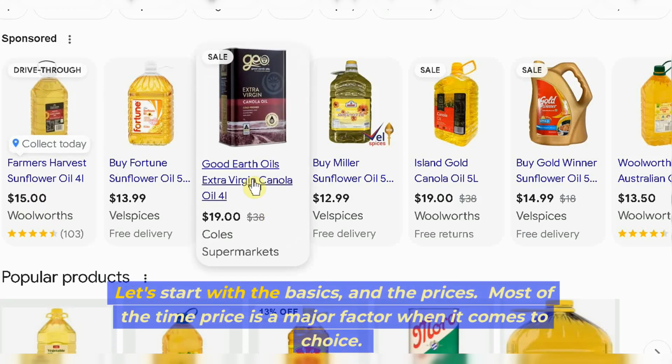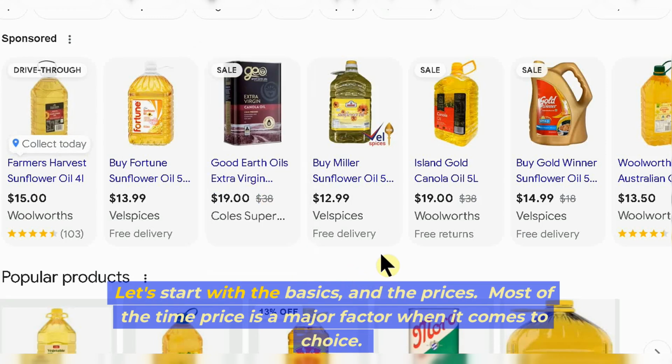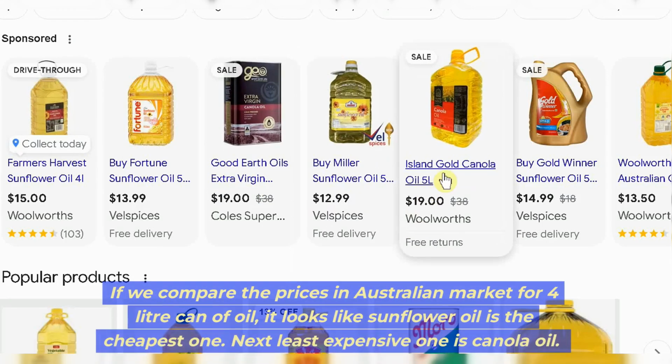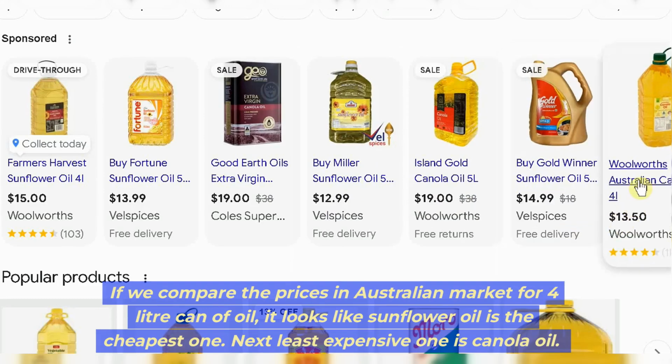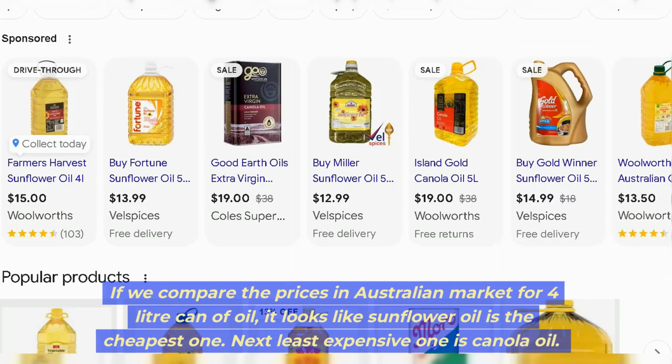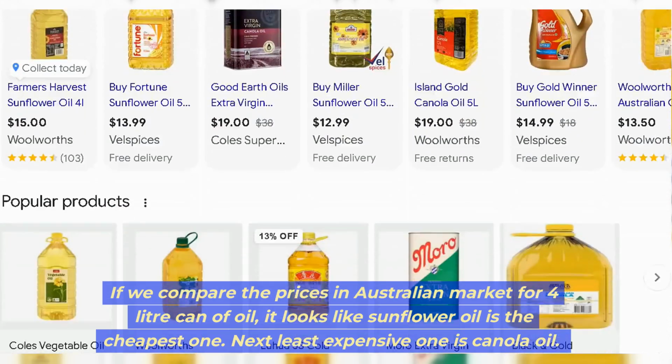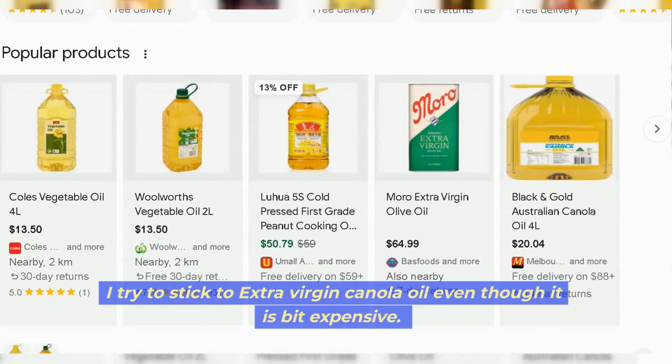Most of the time price is a major factor when it comes to choice. If we compare the prices in Australian market for 4-liter can of oil, it looks like sunflower oil is the cheapest one. Next least expensive one is canola oil. I try to stick to extra virgin canola oil even though it is a bit expensive.